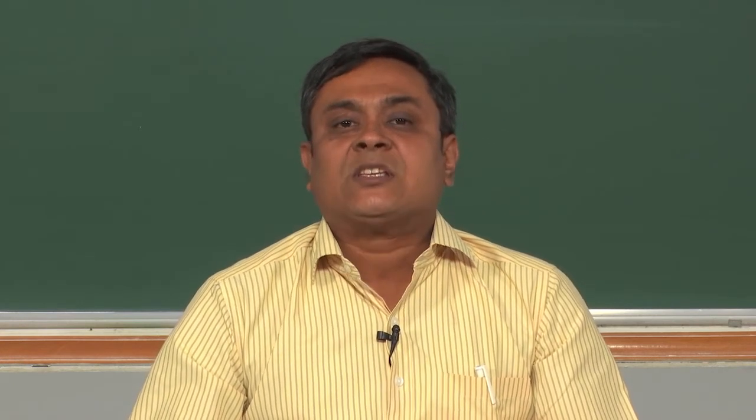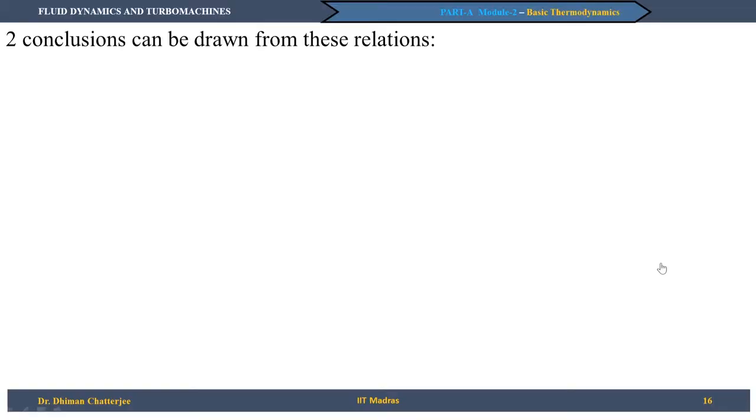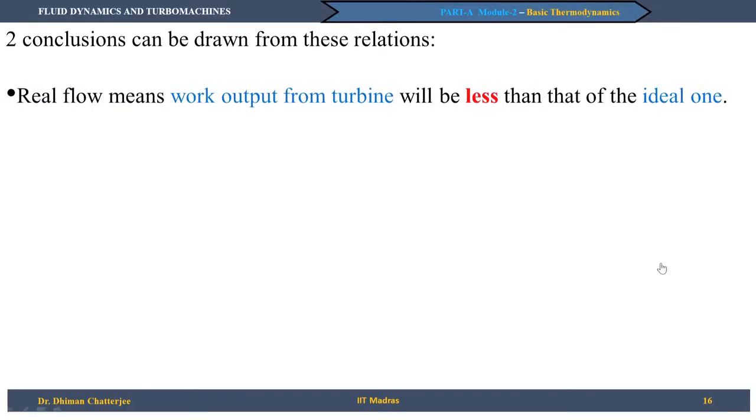That means, in order to get a definite work output from a compressor, the work that you have to add to the compressor, the power that you have to supply to the compressor, should be greater than a certain minimum quantity. This is just the converse of what we see in a turbine. In a turbine, I repeat, the power produced by the turbine is less than a maximum achievable quantity. And so, these two conclusions are written here, that real flow means the work output from the turbine will be less than that of the ideal one.